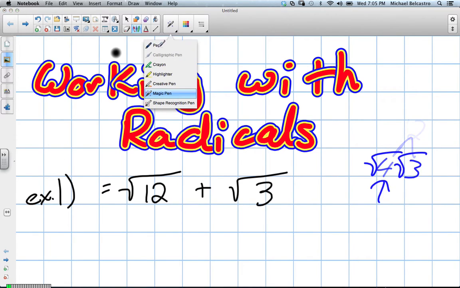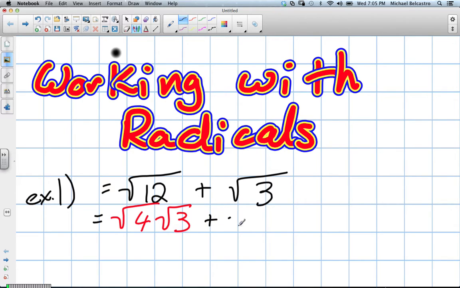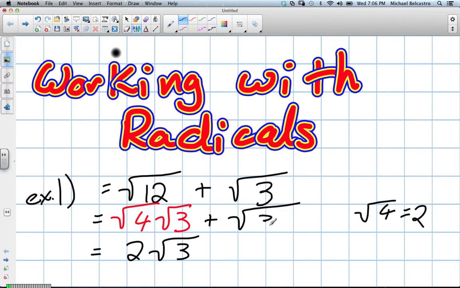Okay, so what we're going to do is break root 12 into two terms. We're going to break it into root 4 times root 3. Okay, still not being the same thing, plus root 3. Well, since we can solve what root 4 is, we know that root 4 is equal to 2. This question now becomes 2 root 3's, okay, and there should be a root 3 here, plus root 3.